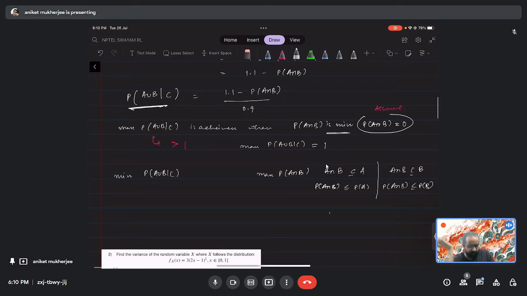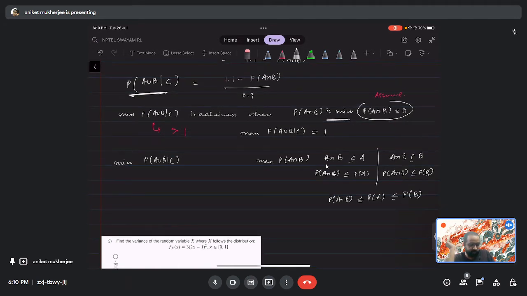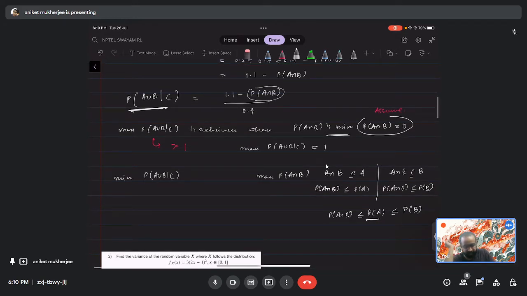We know the order between the probabilities of A and B, because the probability of A is given as 0.5 and the probability of B is given as 0.7. So the probability of A intersection B is less than or equal to the probability of A. I can assume that the maximum value the probability of A intersection B can achieve is the probability of A, which is 0.5. If I substitute 0.5 in place of the probability of A intersection B, I get the minimum value as 0.6 by 0.9, which is 2 by 3.